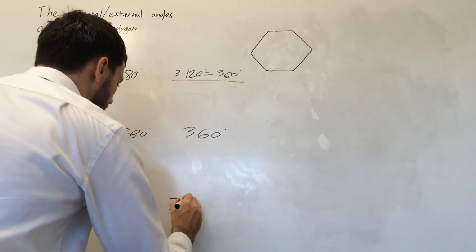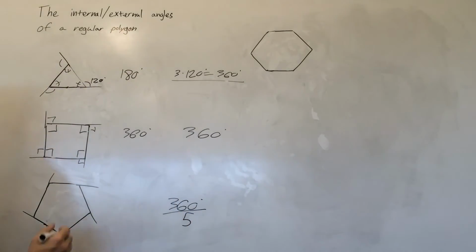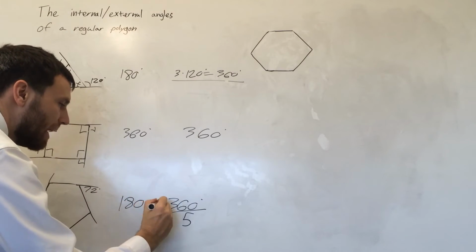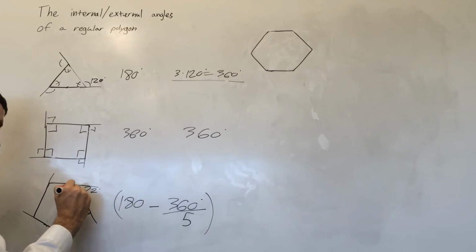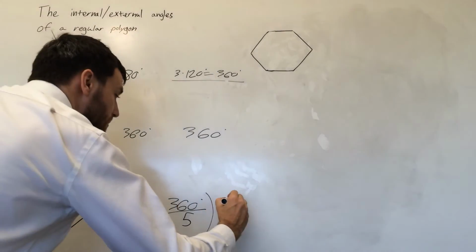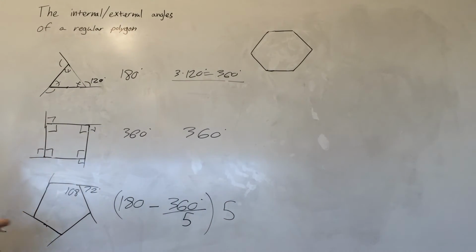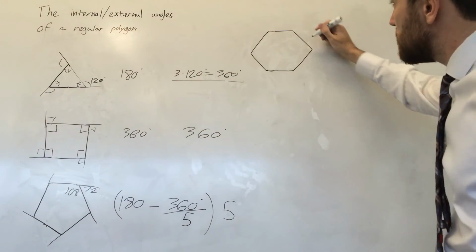So we take 360 degrees and we divide that by 5. And we get 72 degrees. To get the internal angles, we just take 180 minus 72, and we get 108. So this is 108. We need to multiply this by 5 in order to get the total internal degree measure of this pentagon. For a hexagon, we do the same thing.